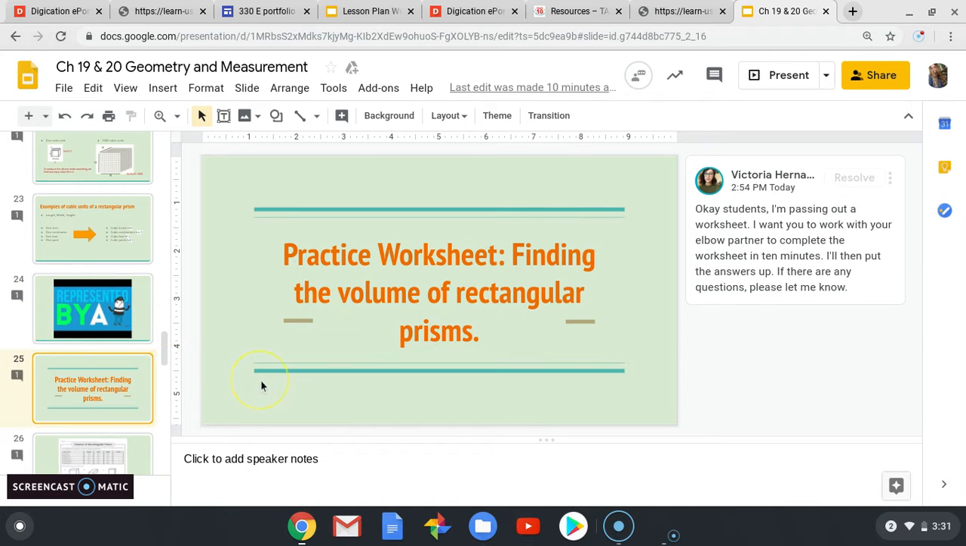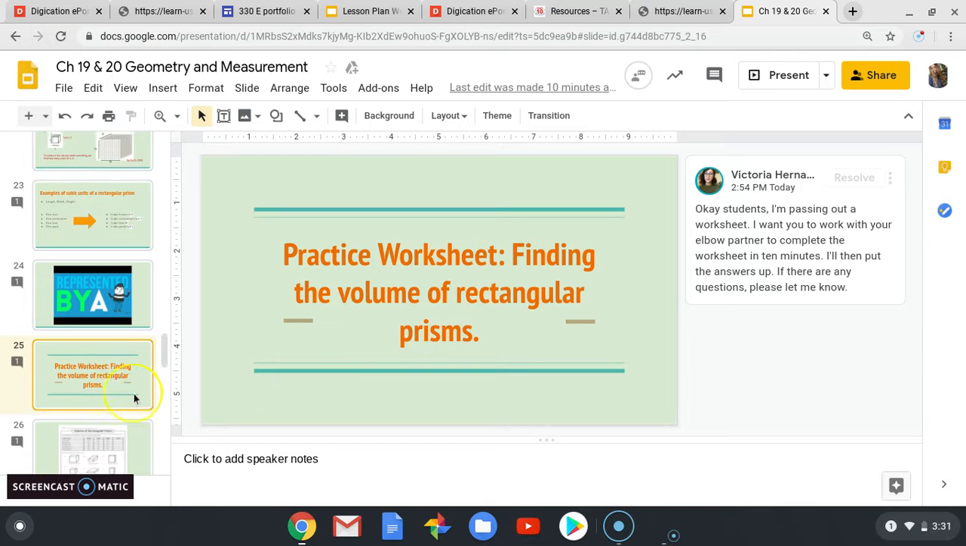So now after that video, we're going to have a practice worksheet finding the volume of rectangular prisms. I'm going to pass out the worksheet, and I want you guys to work with your elbow partners to complete the worksheet in 10 minutes. I'll then put the answers up so you guys can check your work. And if there's any questions, please let me know.